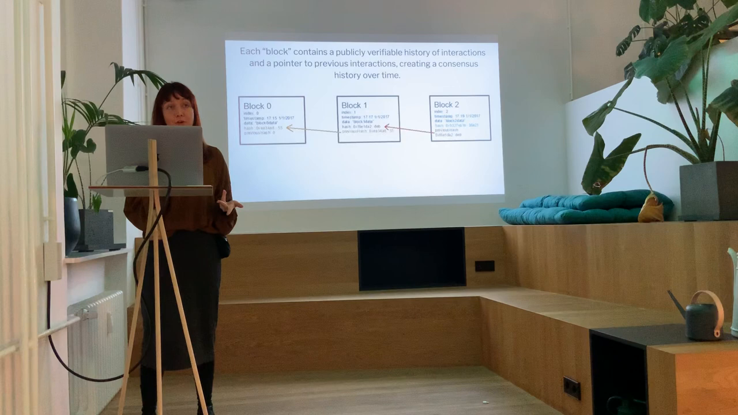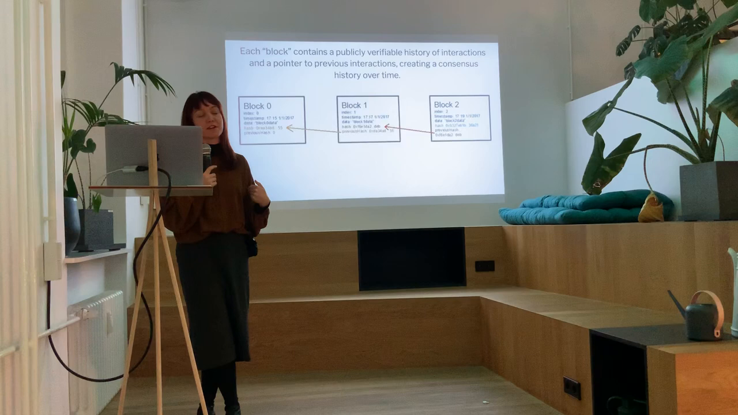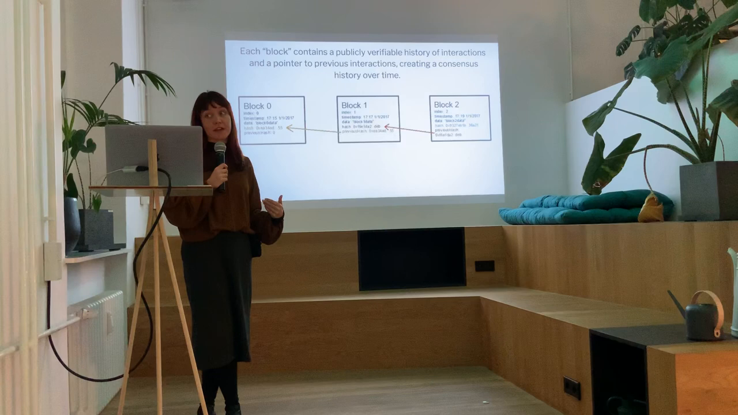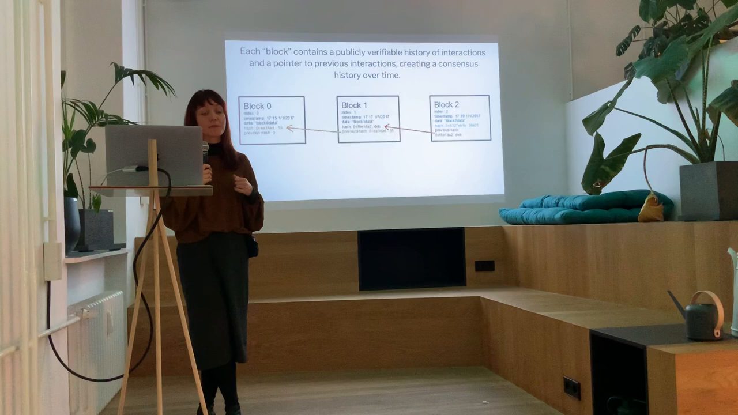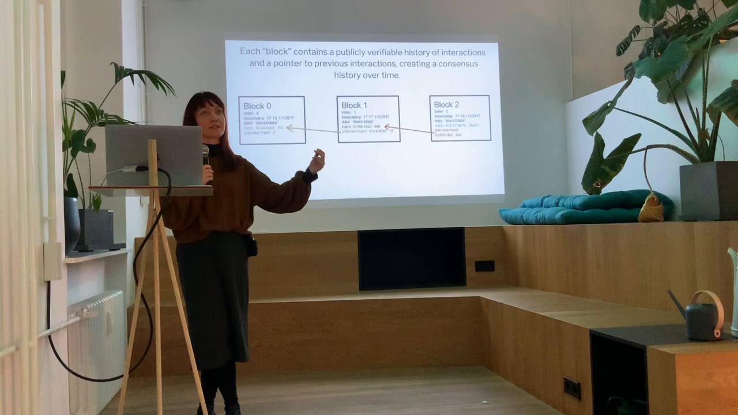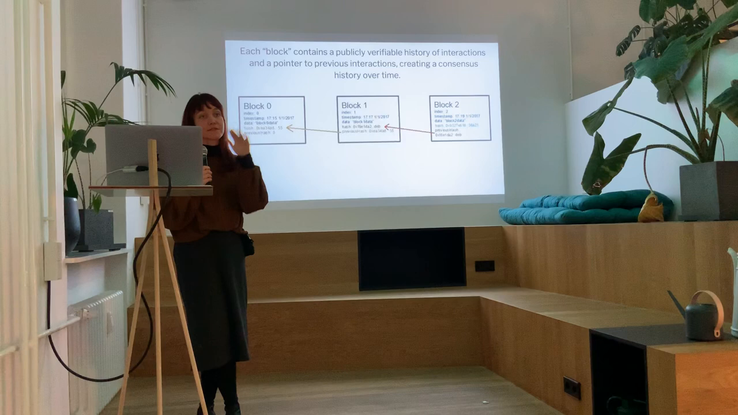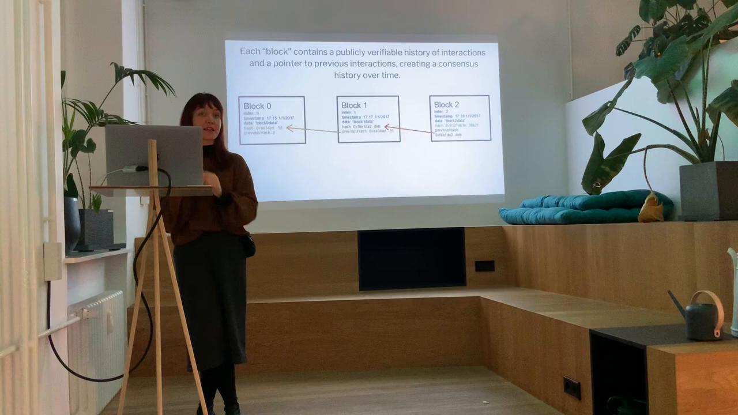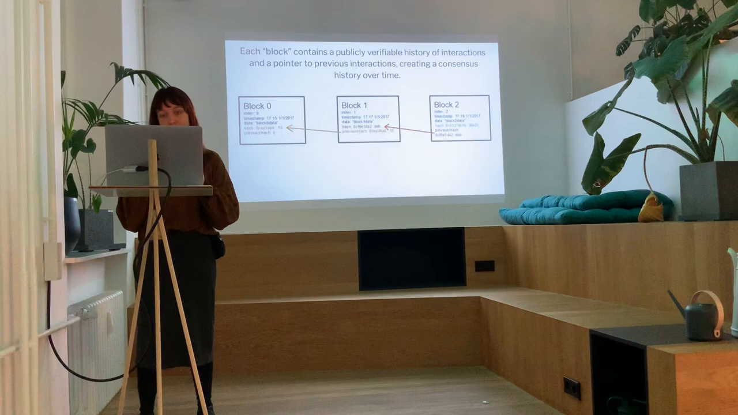2008. But it's become a kind of pictorial metaphor with Merkle trees or others to say that in a blockchain, each block contains a publicly verifiable history of interactions and a pointer to previous interactions, which creates a consensus history over time. So you could say, because its first use case was money, I gave $5 to this person, this person gave $10 to another person, that person gave $7 back to me. Put all of that in a block, everyone agrees on it, and it's a stamp in history. But it also contains a reference to the previous block in the form of a hash. So it's basically like a ledger book with discrete blocks of time saying all these things happened between people. So you could say block zero, that's happened, contains a reference to the next.